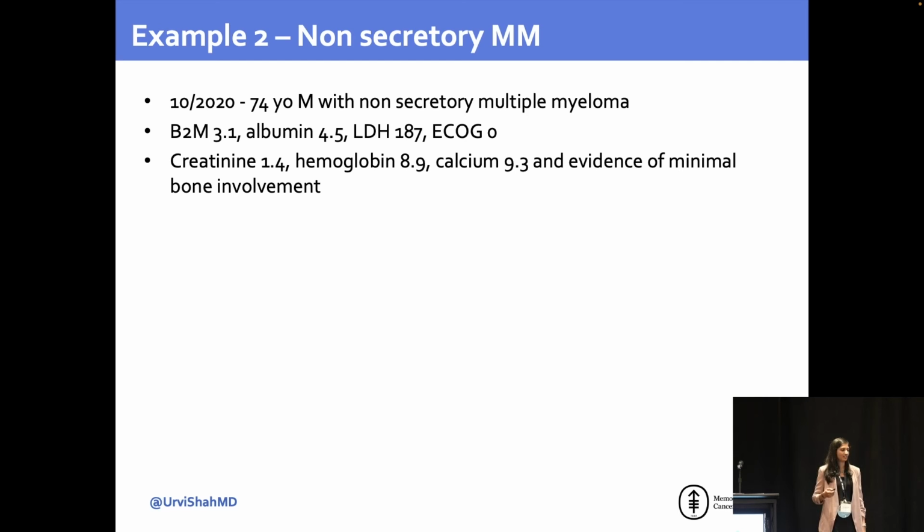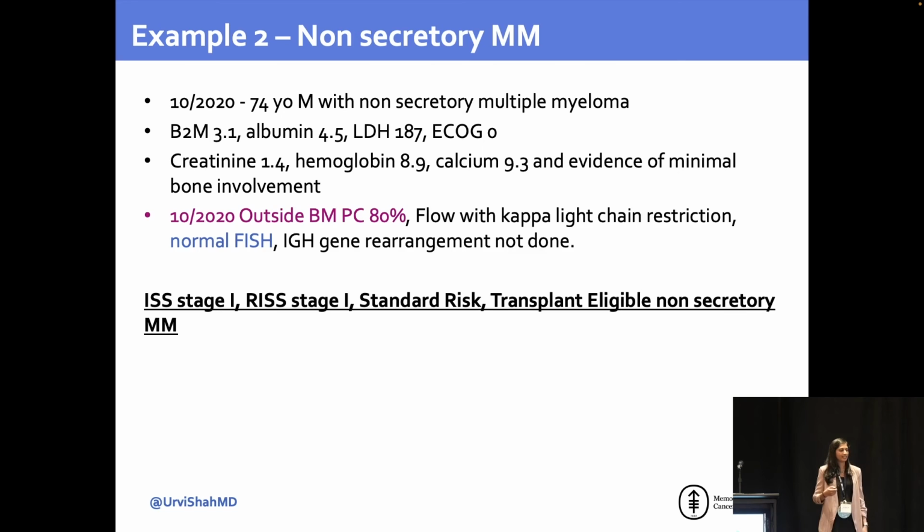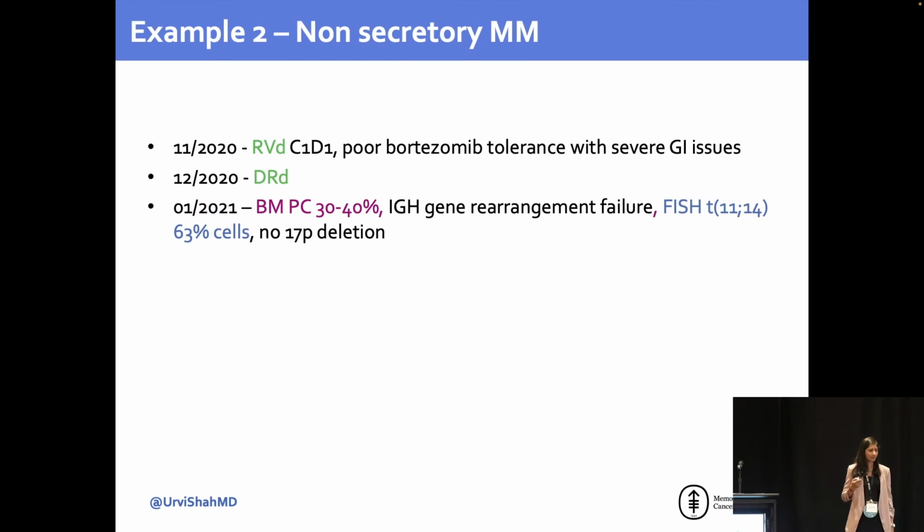This is a patient of mine with non-secretory myeloma who had evidence of cytopenias when they were diagnosed, and that's how, when a bone marrow showed about 80% involvement, there was no myeloma protein in the blood. This was a standard risk ISS stage non-secretory myeloma. We treated with initially RVD, however, because of issues, we switched over to DRD. Managing patients with non-secretory myeloma can be very tough because we are not able to see their blood responses. We have to do bone marrows each time.